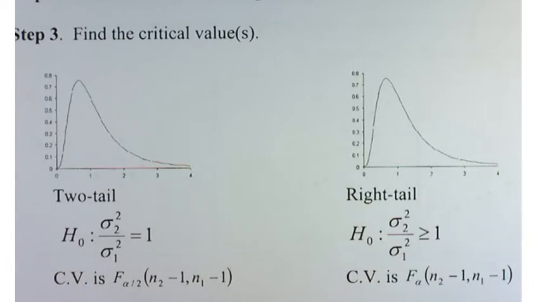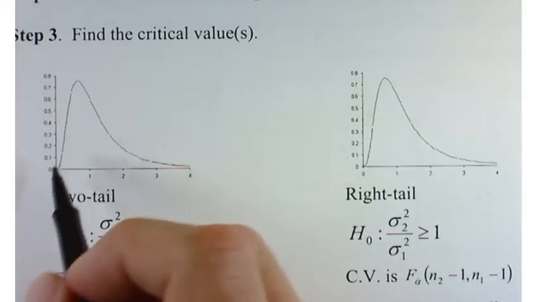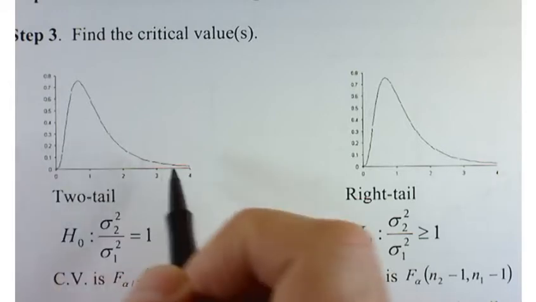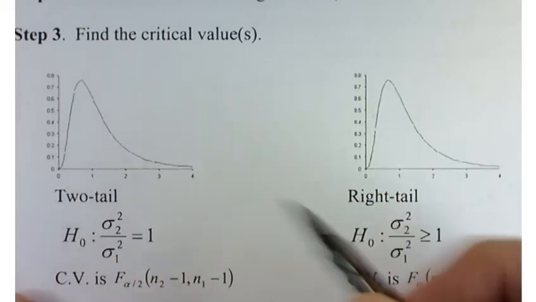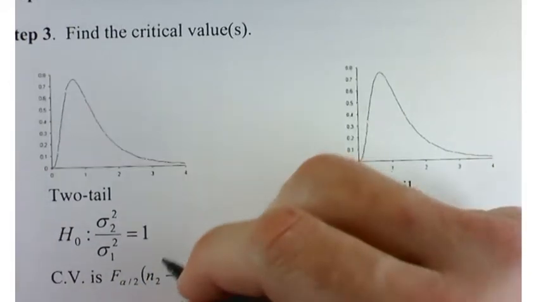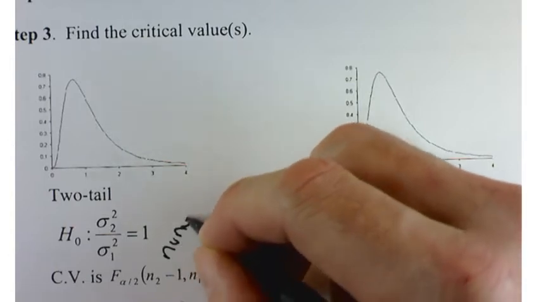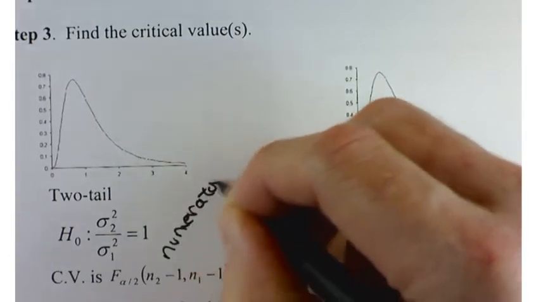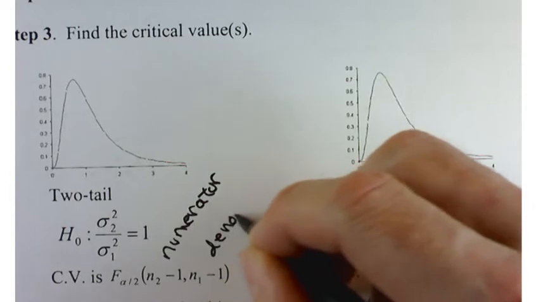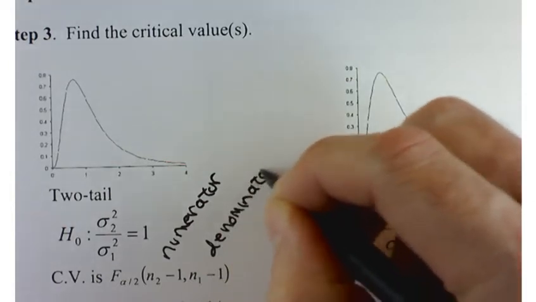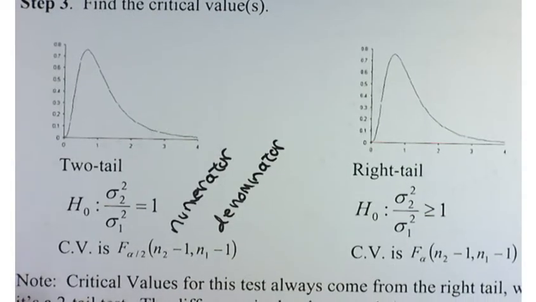Like all our other distributions, it has a total area underneath this curve of 1. Like the chi-square distribution, it starts at 0 and moves out towards infinity. It'll change with degrees of freedom. There's so-called numerator degrees of freedom and denominator degrees of freedom. So it has 2 degrees of freedom associated with each F distribution. That makes it a challenge.